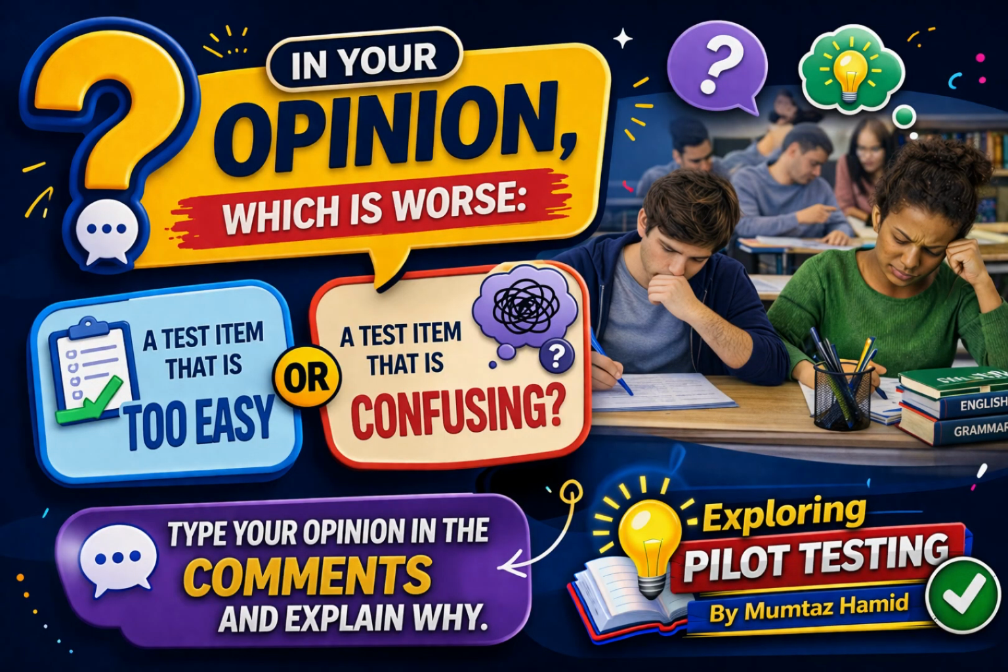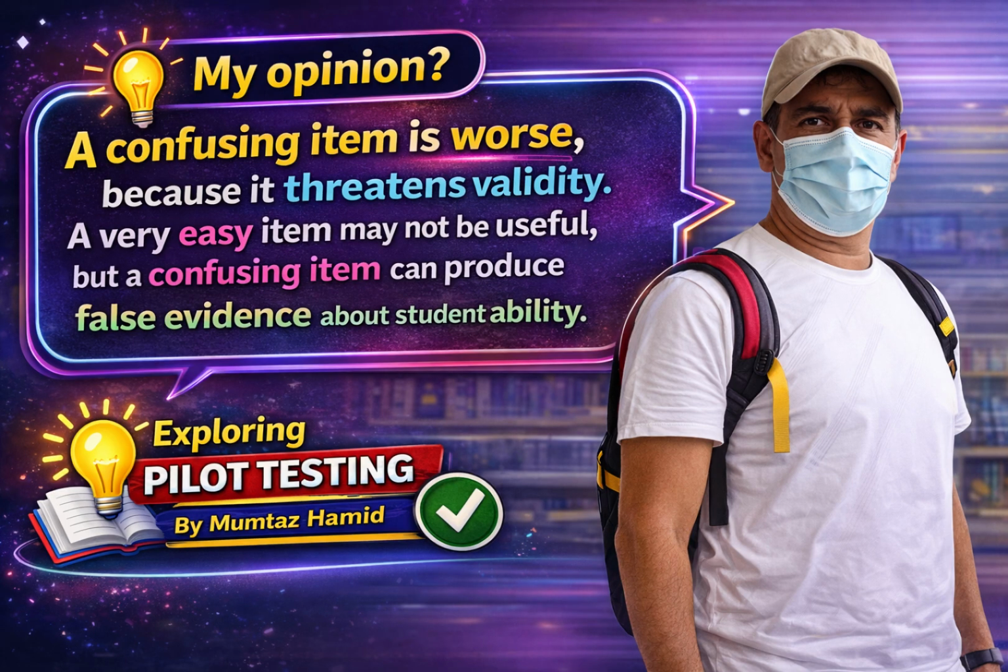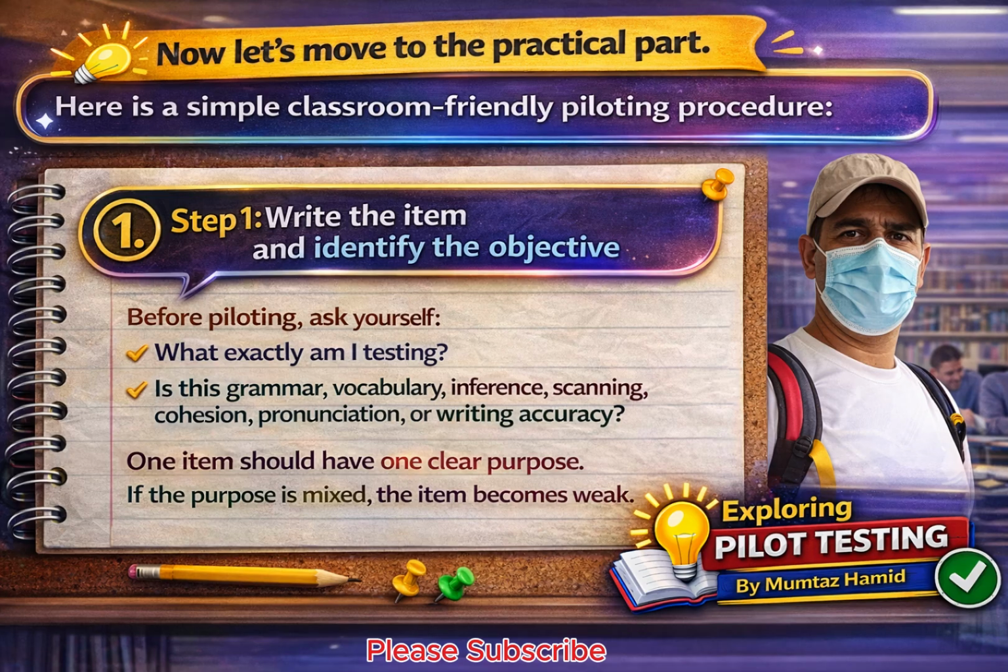Students, in your opinion, which is worse? A test item that is too easy, or a test item that is confusing? Type your opinion in the comments and explain why. My opinion: a confusing item is worse because it threatens validity. A very easy item may not be useful, but a confusing item can produce false evidence about student ability.